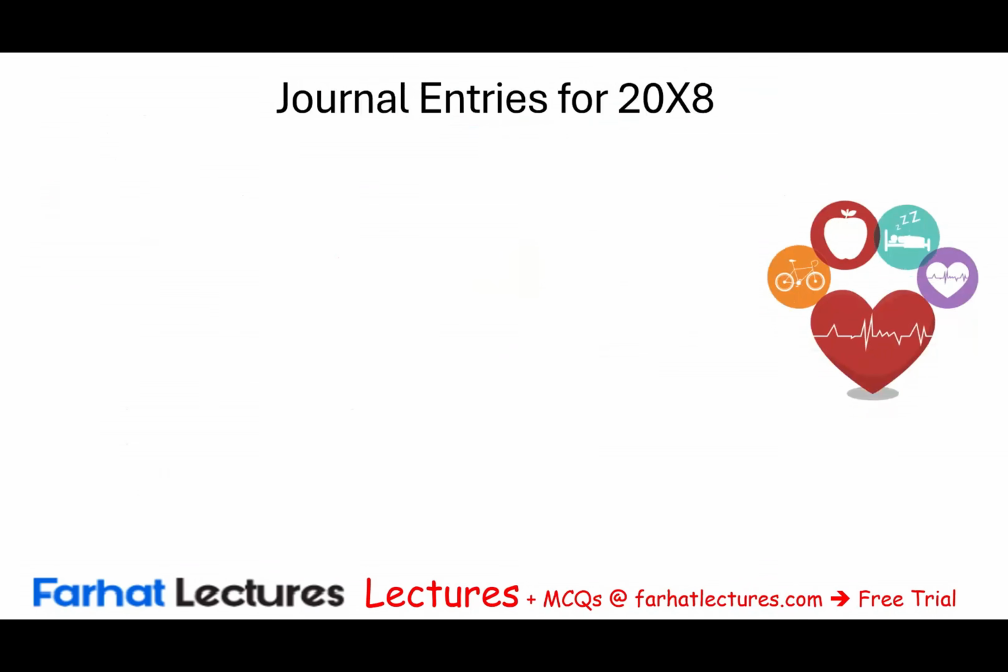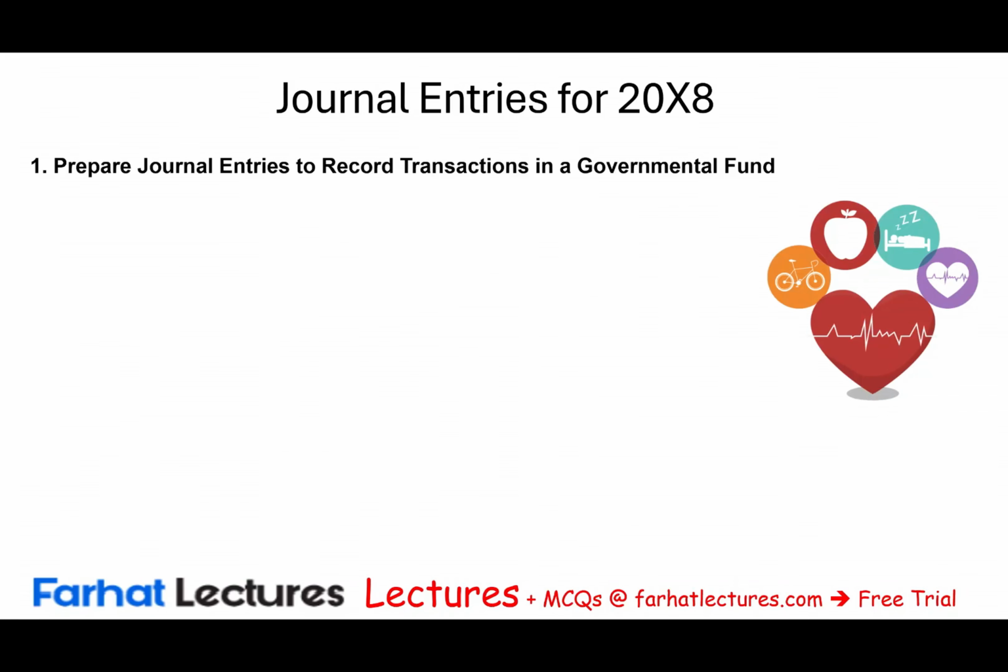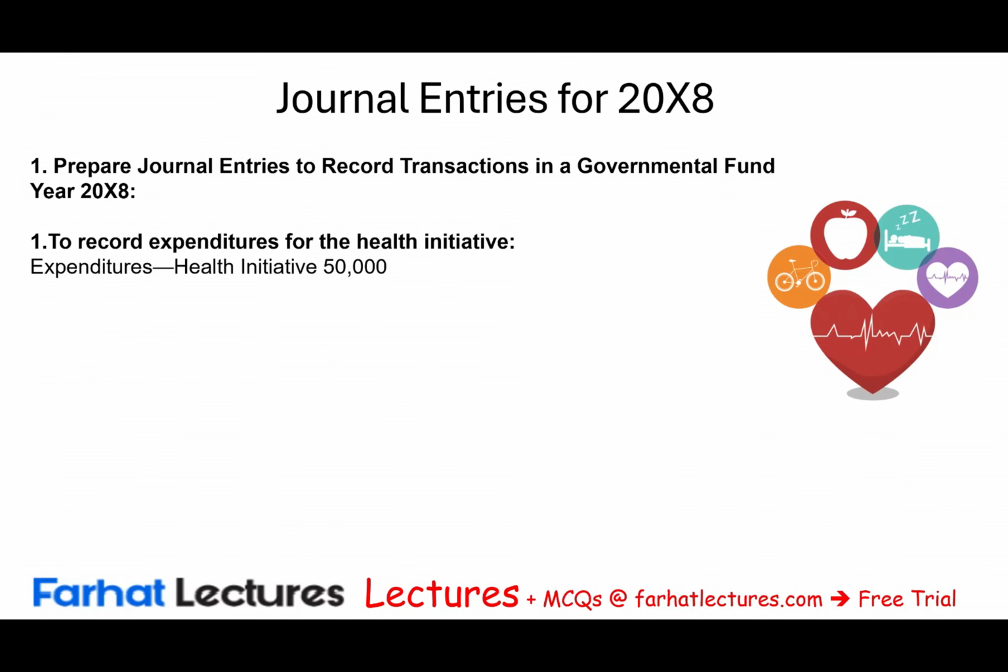Starting with X8. What's going to happen in X8? We were told about the grant in X7 under the first scenario. We're very happy. We started to spend the money. When we spend the money for X8, we will debit an expenditure called Health Initiative, $50,000. We credit cash or voucher payable, if we paid cash or if it was on account.